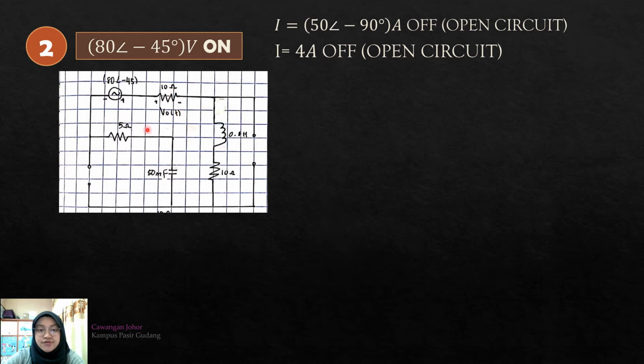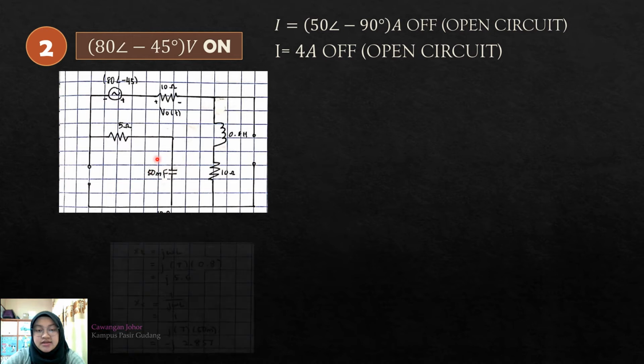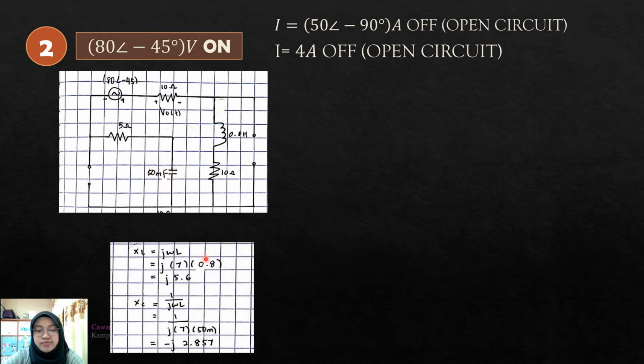Before we get the value of V naught here, I must change the value of capacitor and inductor into ohm. To change it into ohm, we must use the formula XL equals j omega L and XC equals 1 over j omega C. Then convert the circuit to phasor domain by using this. How do I know the omega is 7? I got it from the original value of Vs, which is stated as 7t, so 7 is the omega.